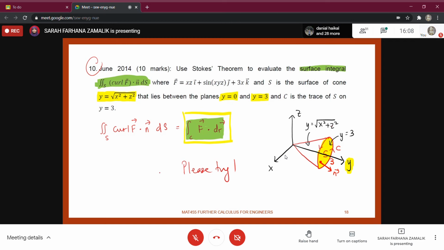So S kita, apa equation dia? Y equals to 3. Okay, sebab ini plane Y equals to 3. Tapi soalan minta apa? Curve C. So awak kena tahulah curve C kat sini. So in this case, curve C kita, apa equation curve C?